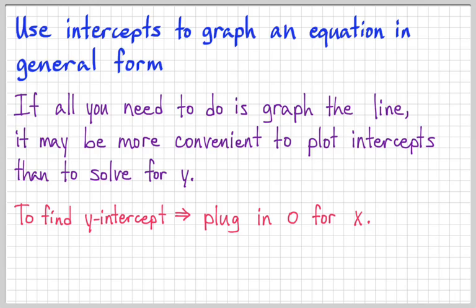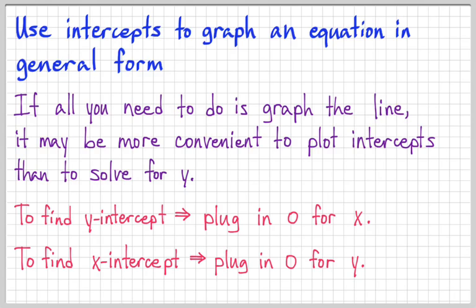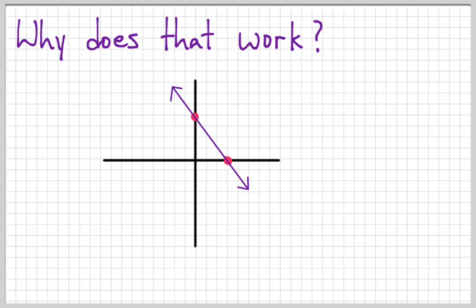To find the y-intercept, you're going to plug in 0 for x. To find the x-intercept, you're going to plug in 0 for y. Now, why does this work? If you look at this line, you can see that the y-intercept has to be on the y-axis, and every point on the y-axis has an x-coordinate equal to 0. And the same thing for the x-intercept. Because it is on the x-axis, we know that it will have a y-coordinate equal to 0.